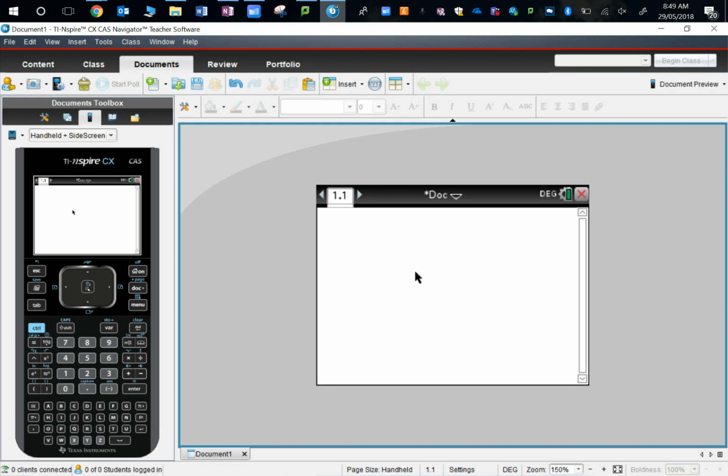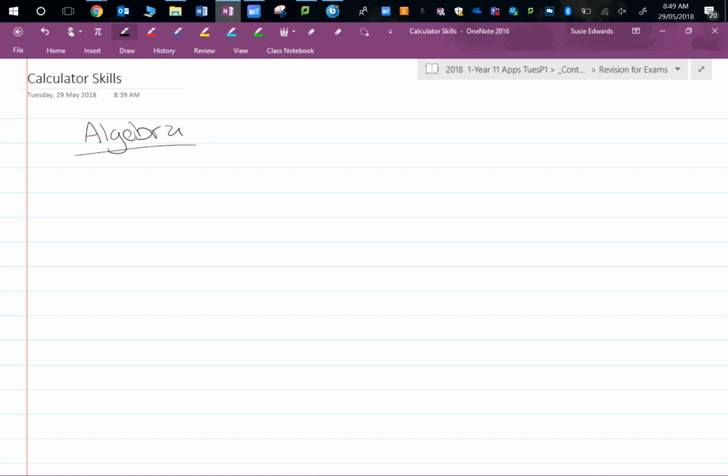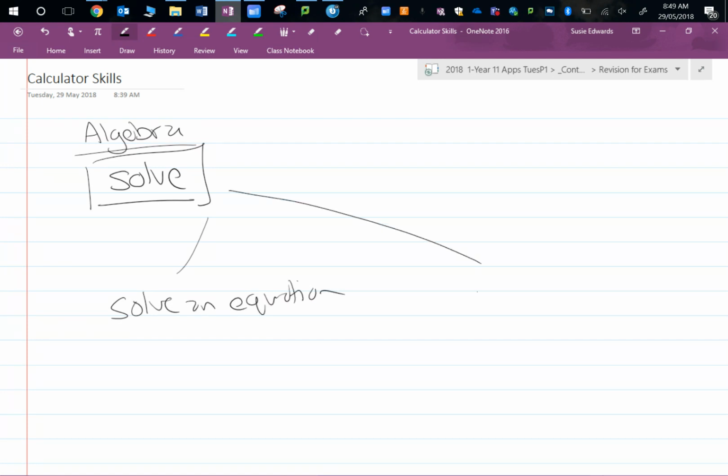It's a really good way of being able to work out what you're doing without having to do all of your algebra rearranging, okay? So we're going to be using the solve function today. You can use it for two things. You can use it to solve an equation, or you can use it to rearrange an equation.